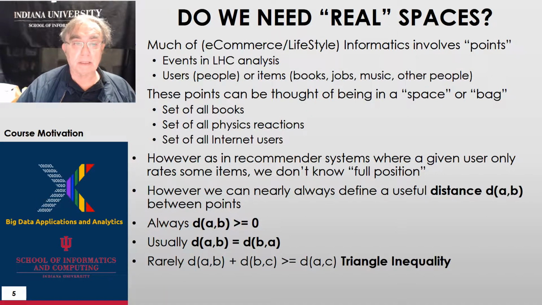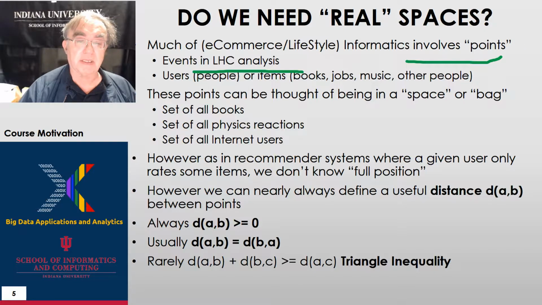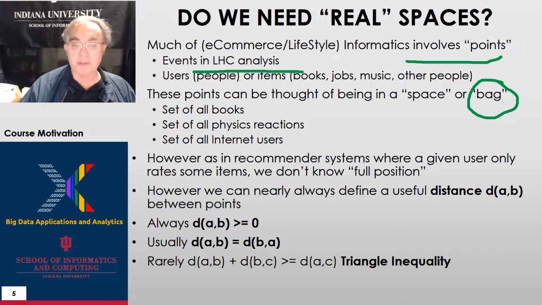And it's very useful to think about these points. In large Hadron Collider analysis, it's not quite clear what the points are, because each event is different. So the vector size in the case of the LHC is different for each event. Again, it has the same type of features. These are vectors in non-Euclidean spaces, and sometimes these things are called bags to emphasize they're not real spaces.